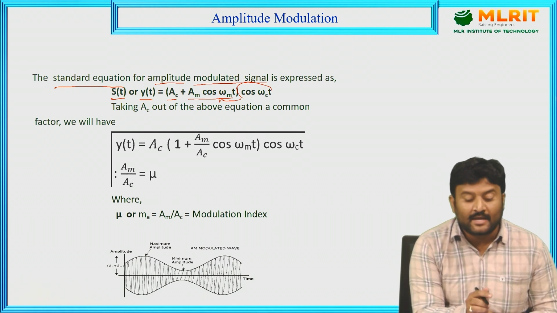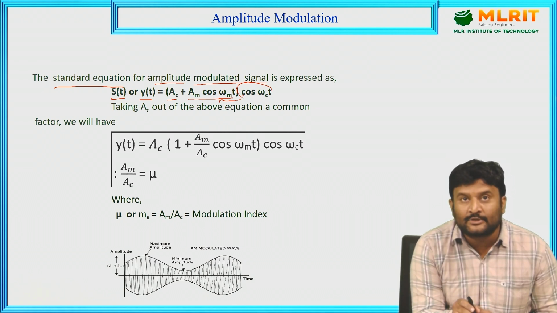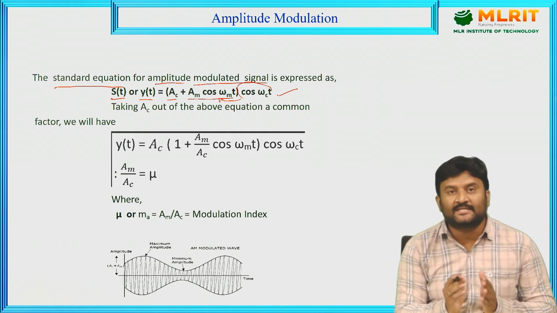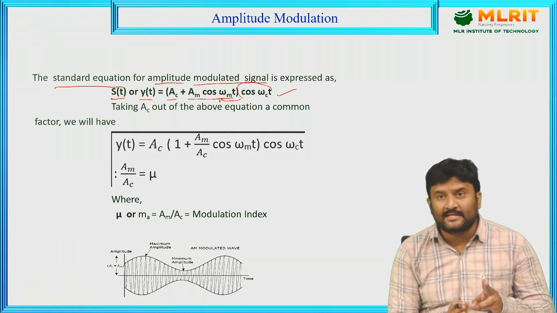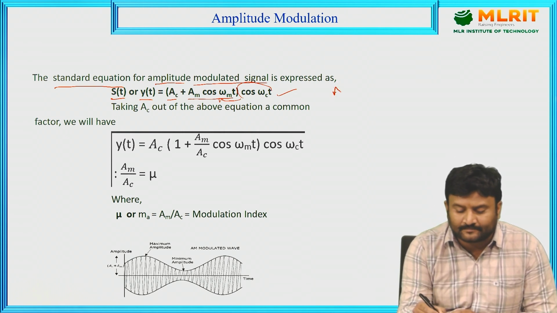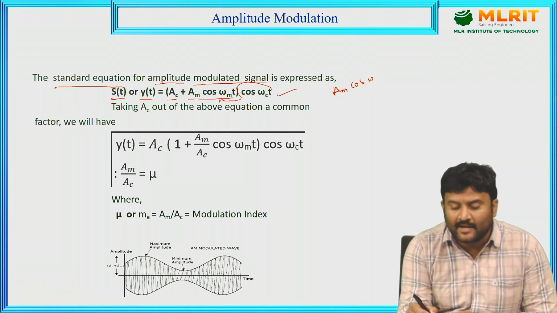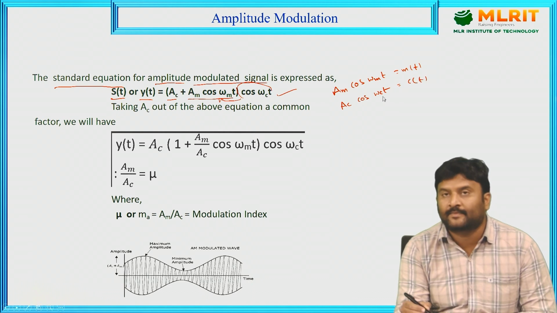Therefore, that's why Ac + Am cos ωmt into cos ωct. This is the standard form of an amplitude modulated signal. Observe here, the two signals are there. For example, Am cos ωmt is the message signal, and Ac cos ωct is the carrier signal.